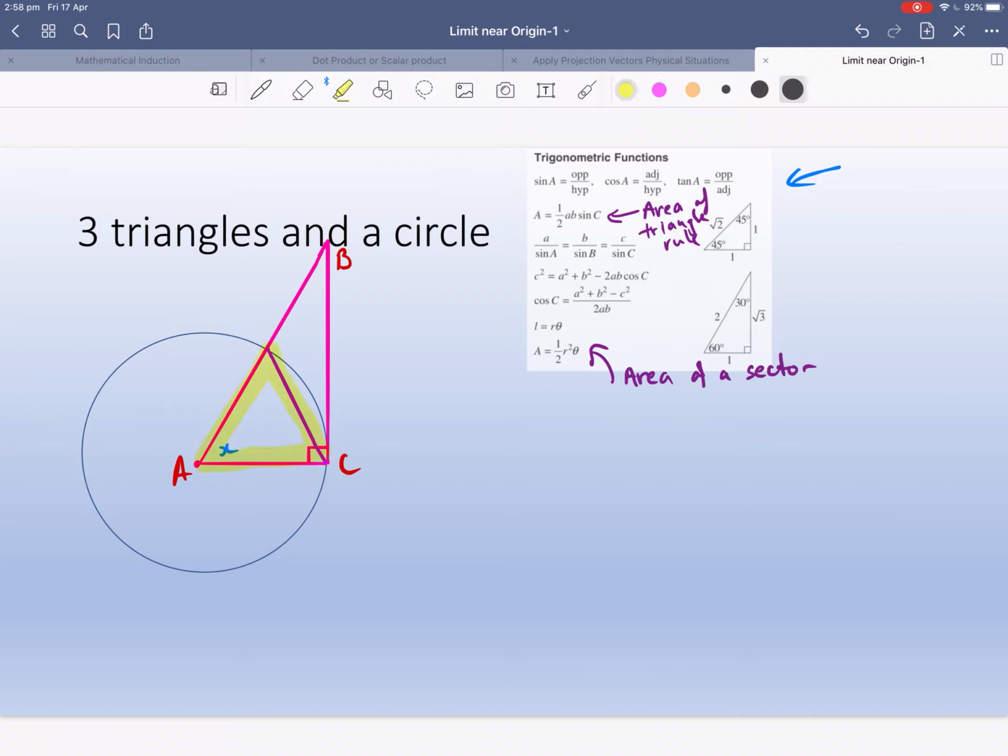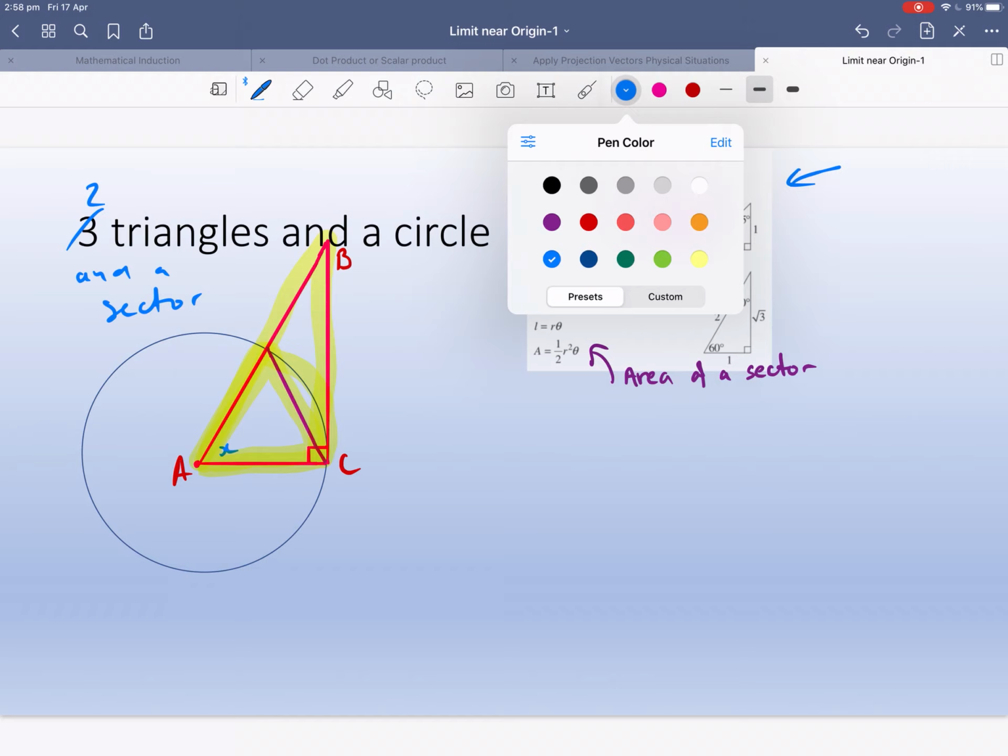So that triangle, that sector there, and this triangle. Not three triangles, so that's wrong. Two triangles and a sector. A sector is a pizza slice. So we're going to calculate those three things. Now, let's get on to it.